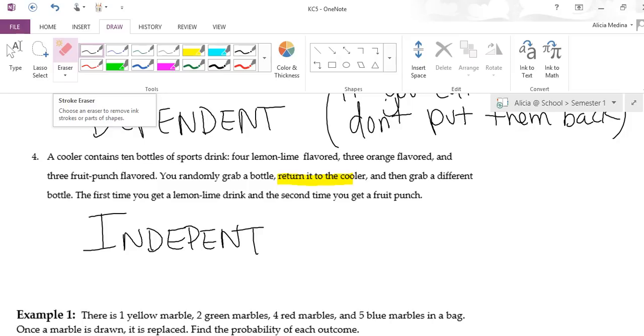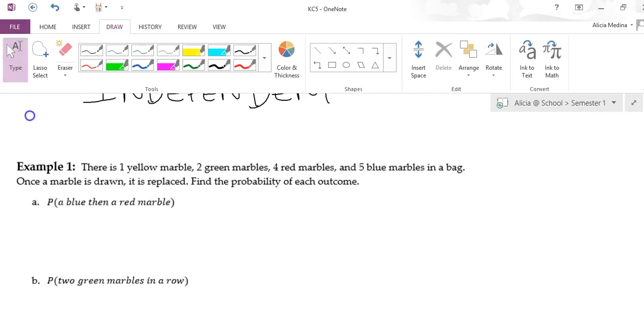E-A-P-E-N. I don't know what I was doing there. D-E-N-T. There we go. This is a really long word. Anyway, so again, we're putting it back in the cooler so it is able to be selected again, and then it is an independent event.